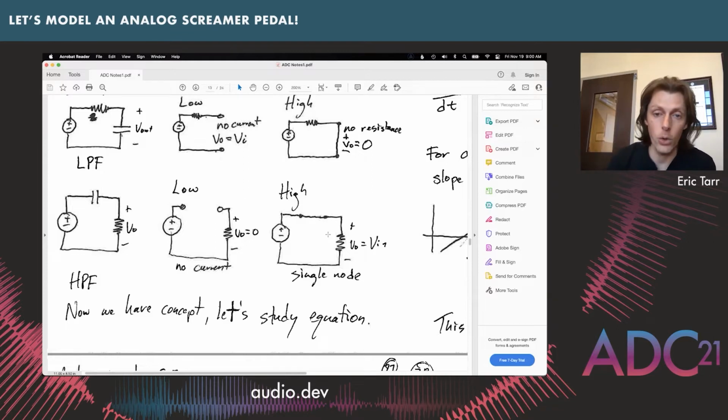What we're going to need to do is incorporate them in some more sophisticated ways for our Tube Screamer. But I think this is probably a good point to stop. I know I'm going at a breakneck pace, but I'm trying to squeeze in as much as I possibly can in the time.